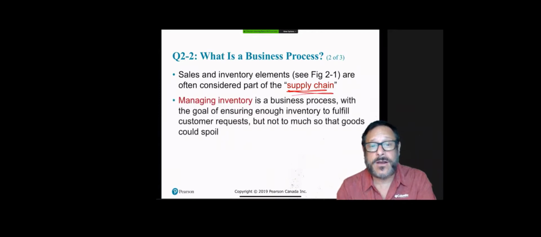Looking at this then, we're going to be managing inventory. This is a business process with the goal of ensuring enough inventory to fulfill customer requests, but not having so many goods that they would spoil. For example, if your company makes coffee cups, and you're making these coffee cups for Tim Hortons, how many coffee cups do you make?